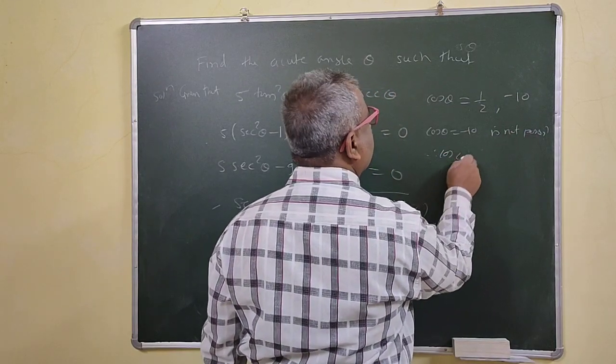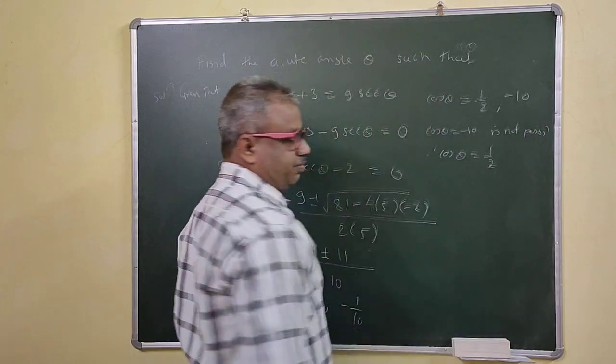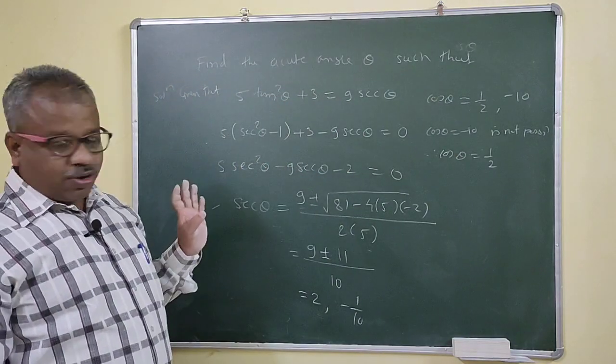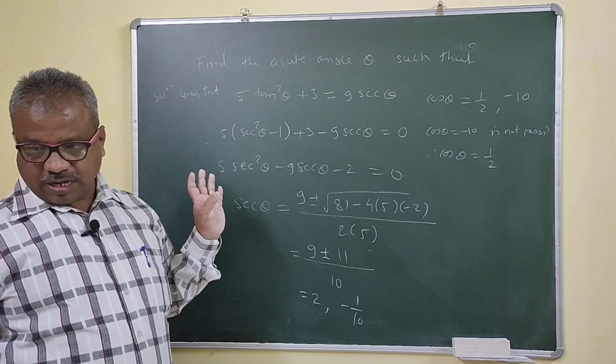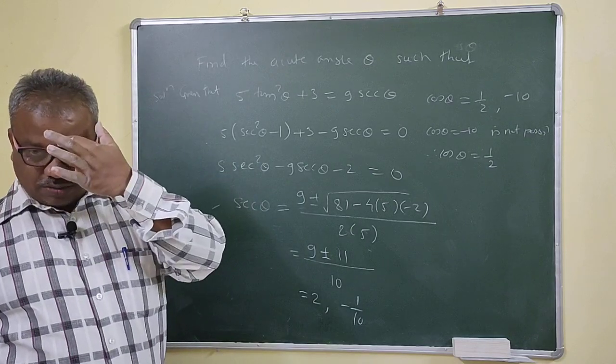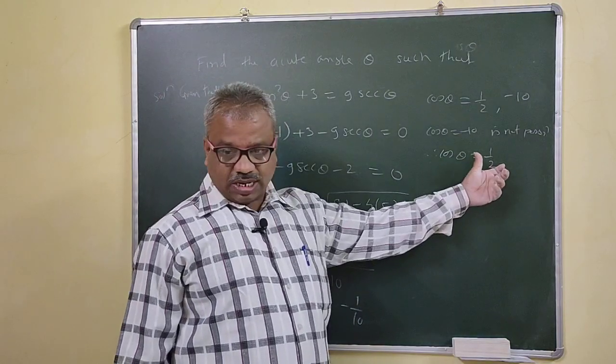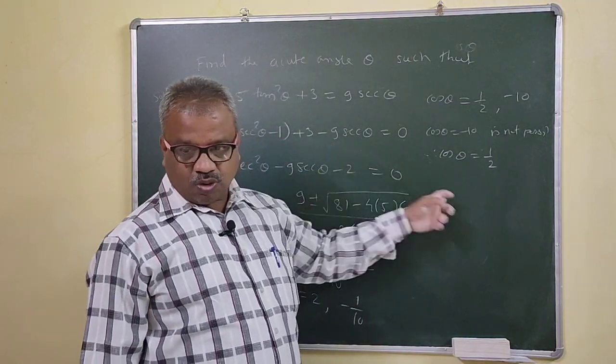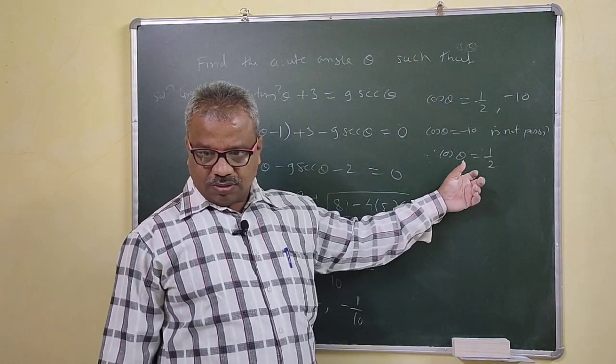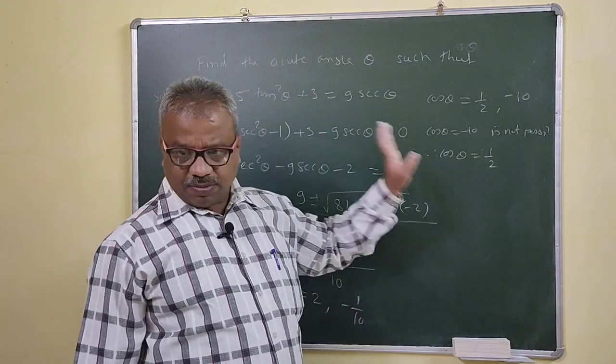Therefore cos theta is equal to half only. Now theta is acute. That means it is in the first quadrant. Cos theta is half, which is also positive in the fourth quadrant, but we are given that theta is in the first quadrant.